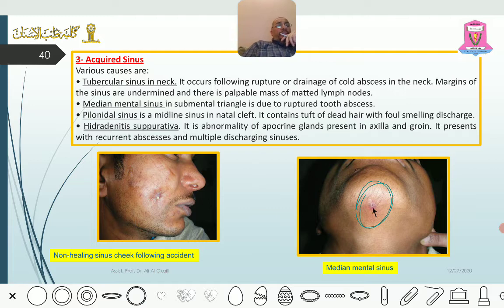Hidradenitis suppurativa: fistula or causes of sinuses, sorry. It is an abnormality of the apocrine glands, the sweat glands, present in the axilla or groin. It presents with recurrent abscesses and multiple discharging sinuses.